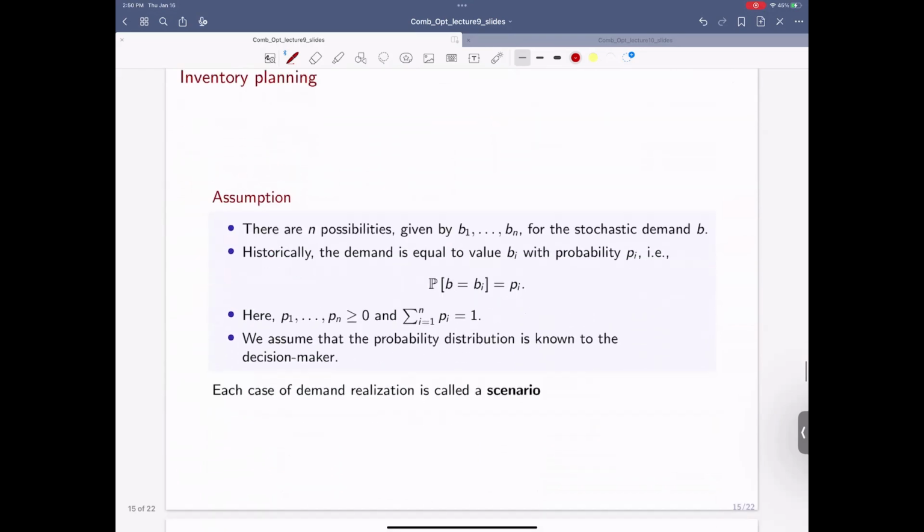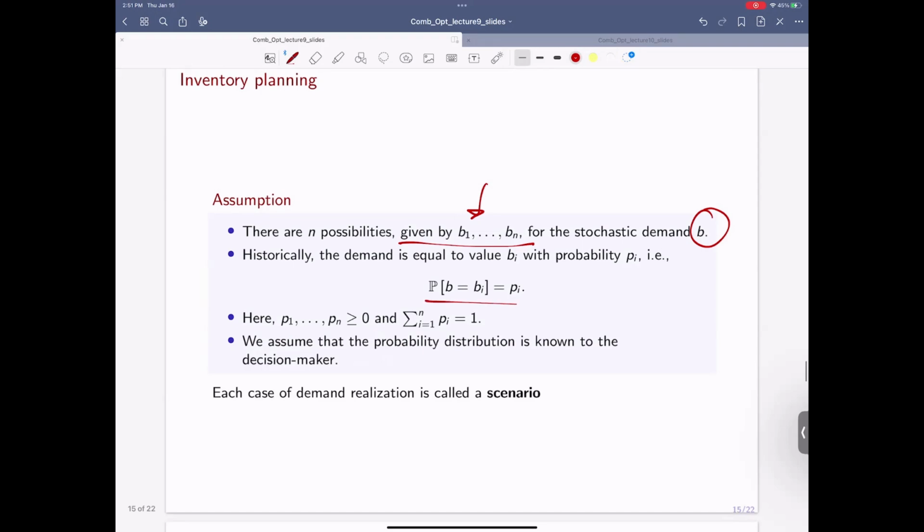But what we assume is the following. We assume that there are a finite number of possibilities for the random value. You can imagine that B is a random variable, and the possible outcomes for this random variable are n possible values. I assume there's a probability distribution governing this random variable, so B takes value b_i with probability p_i, and I assume that the probability distribution is known to me.